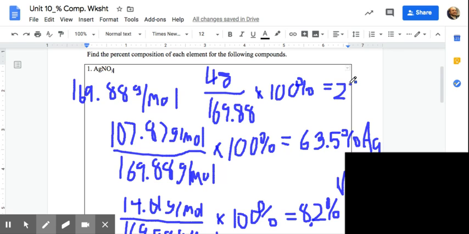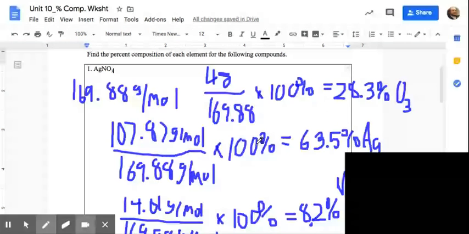And when you add everything together at the end, guys, you should also, to check your work, see if it equals 100%. If it's very close, like 99.9 or something around there, it's probably fine. So you guys will notice, 28.3 plus 63.5 plus 8.2 gives you 100% if you add all those up. So that's how you do percent composition. I hope that makes some sense, and if you have questions, please email me.